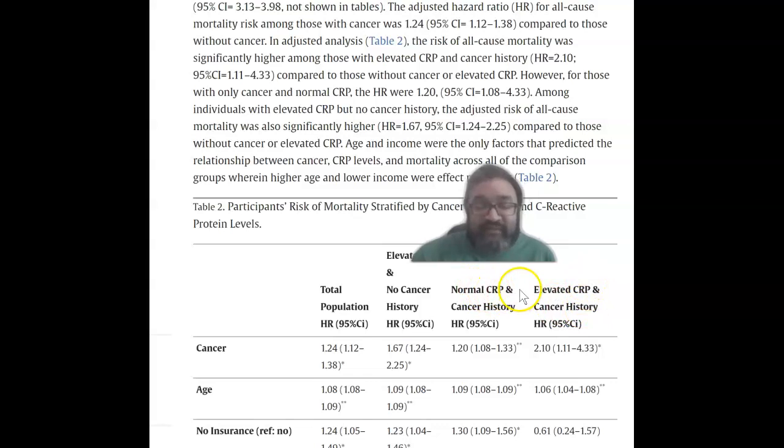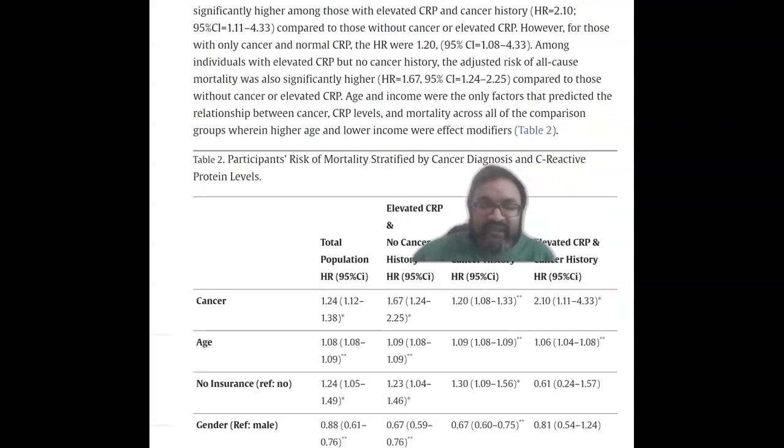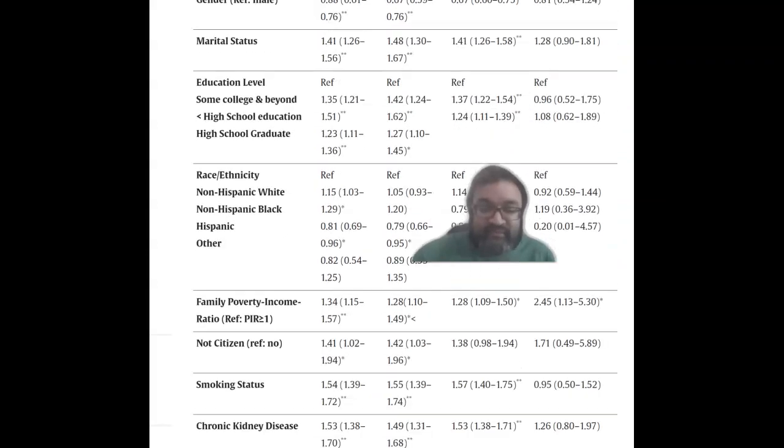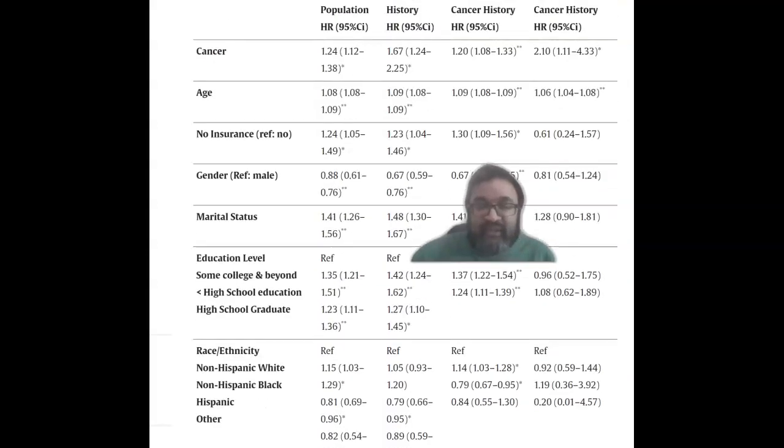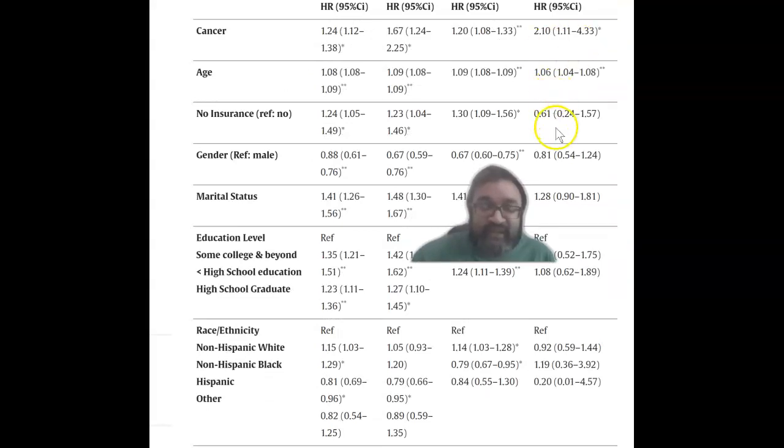And previously I'd already elaborated on this, that when you have both elevated C-reactive protein and cancer history, that really increases the mortality. So when one is negative or the other, the hazard ratio is quite low compared to the hazard ratio for both elevated and cancer history. And so we go through and provide the hazard ratio for some of the other variables that are in here.